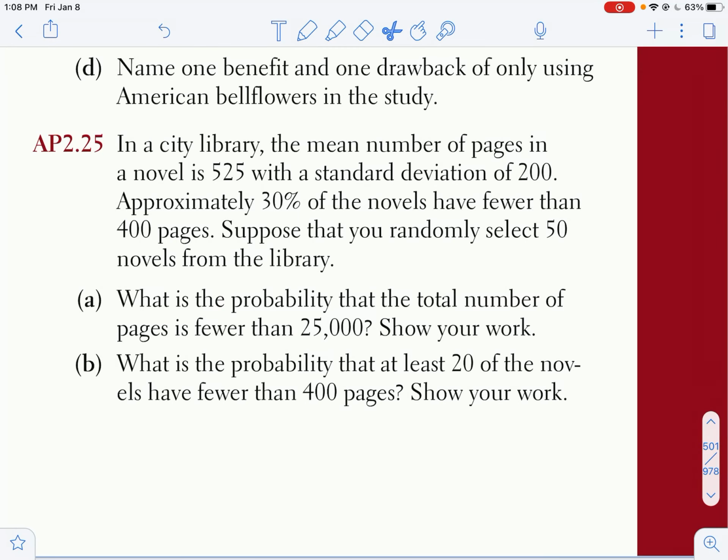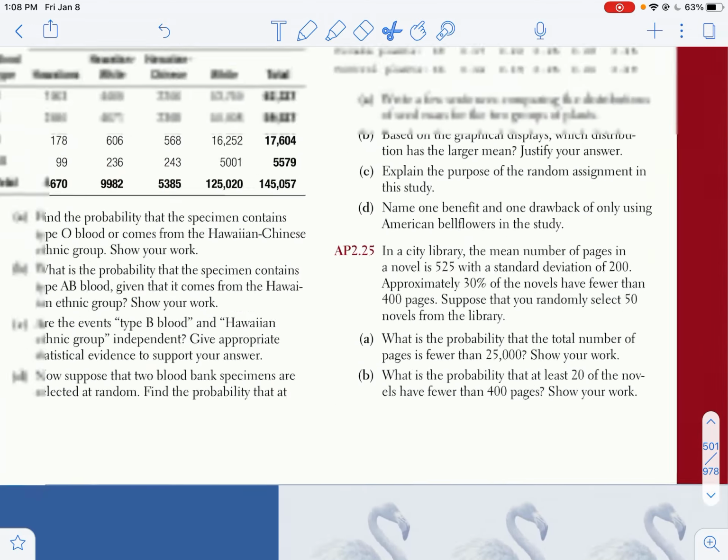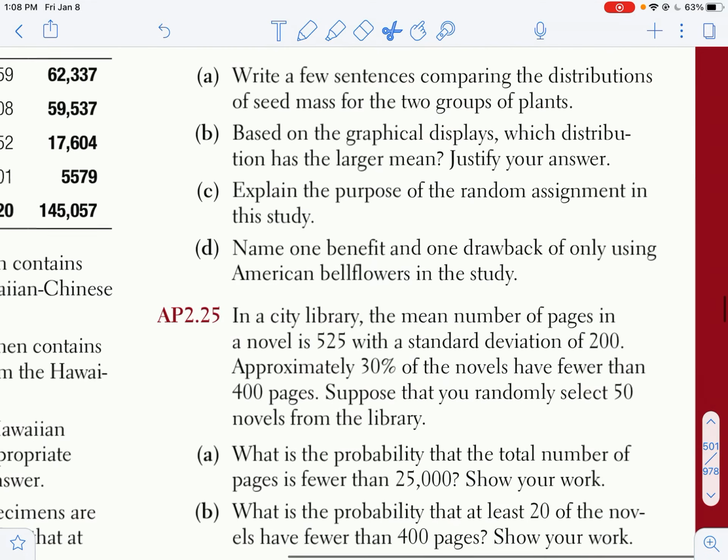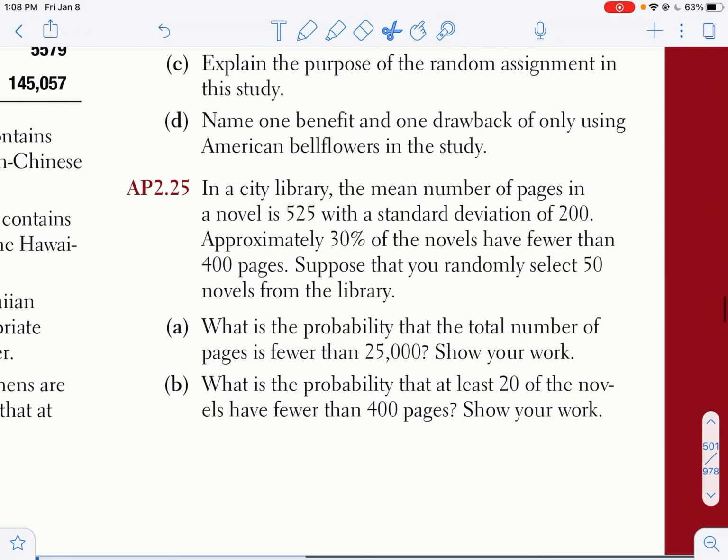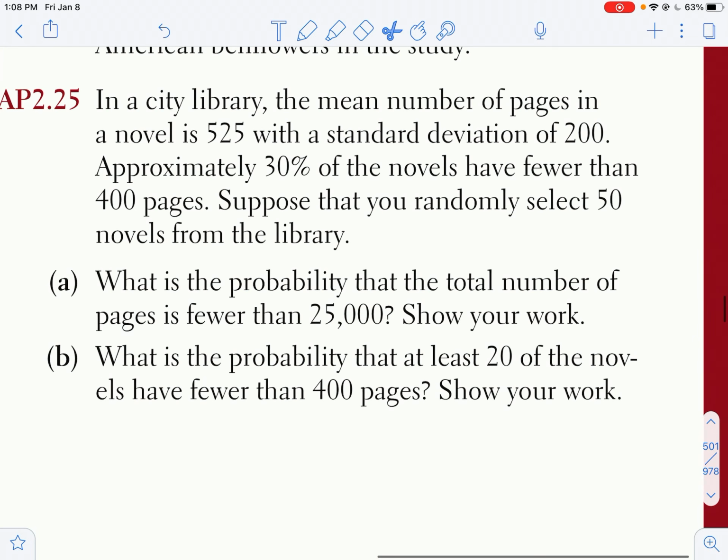Hello, stat students. As requested, I'm going to go over number 25, the Cumulative Practice Test right after Chapter 7 in the Practice Statistics textbook. This is a difficult problem, so I'm going to walk it through and hopefully it'll help you guys out.